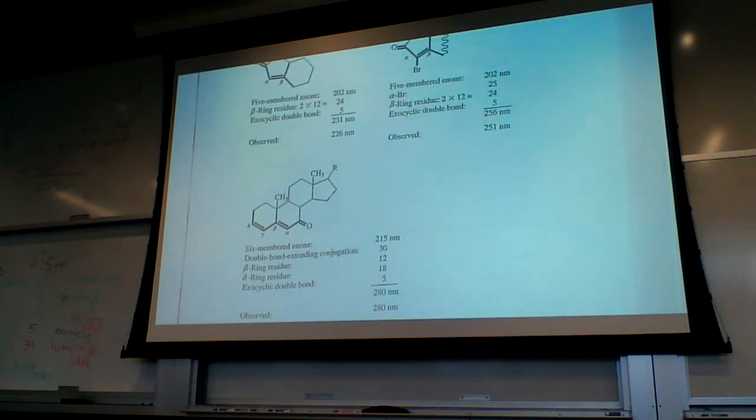This is what you're asking? Not endocyclic, not exocyclic, anything. So if we look at this ring, it's endocyclic. If we look at this ring, it's endocyclic. Okay. So no correction for that one.